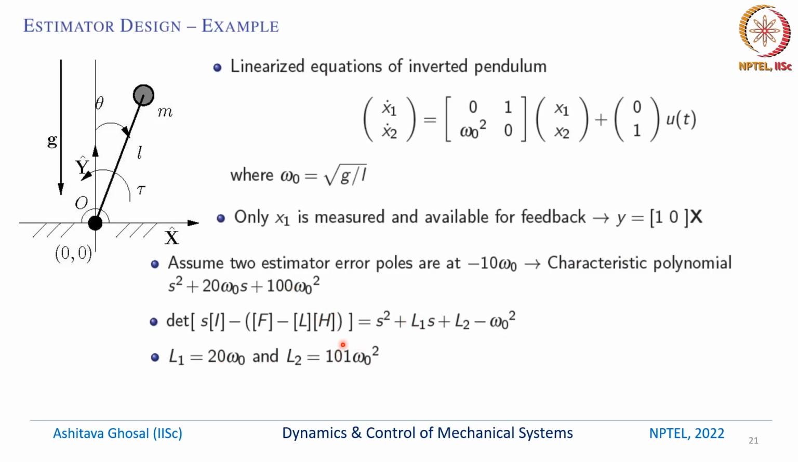So just by simple inspection, this is a very simple second order system, we can obtain the estimator gains L1 and L2 such that the two estimator poles are at minus 10 omega naught, quite a lot from the original poles which are plus minus omega naught.